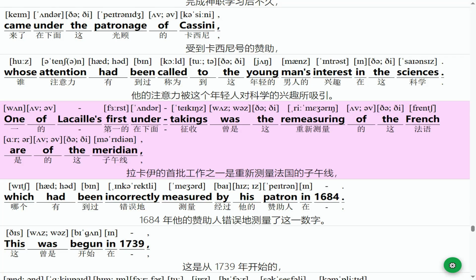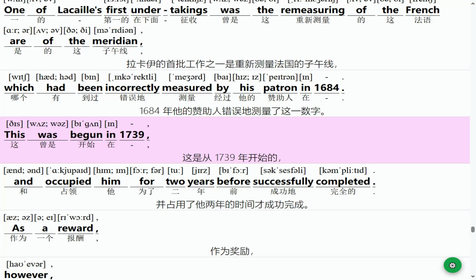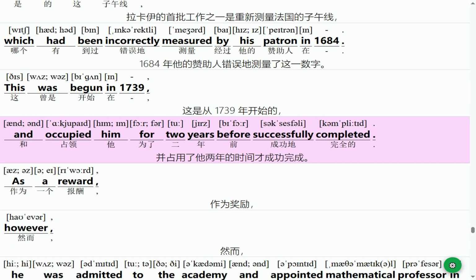One of Lacaille's first undertakings was the remeasuring of the French arc of the meridian, which had been incorrectly measured by his patron in 1684. This was begun in 1739, and occupied him for 2 years before being successfully completed.